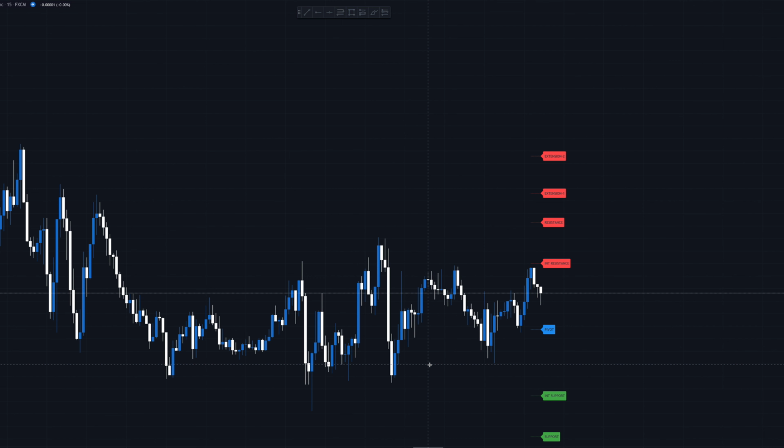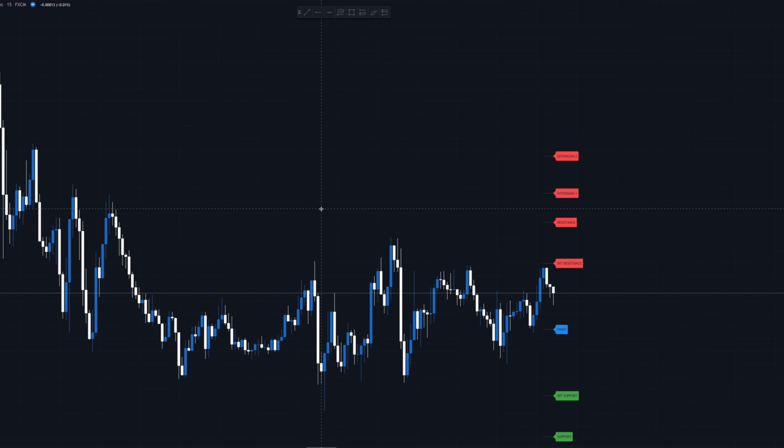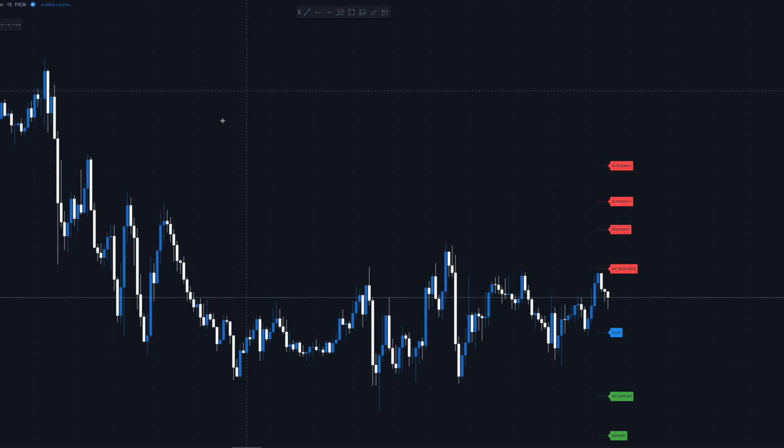Now today we're going to be talking about something called equal highs and equal lows. If you haven't heard of equal highs and equal lows, pretty self-explanatory. I'll mark out a few examples here on the screen just so you can get an idea. These here would be equal lows. These here would be equal highs. These are equal highs here.